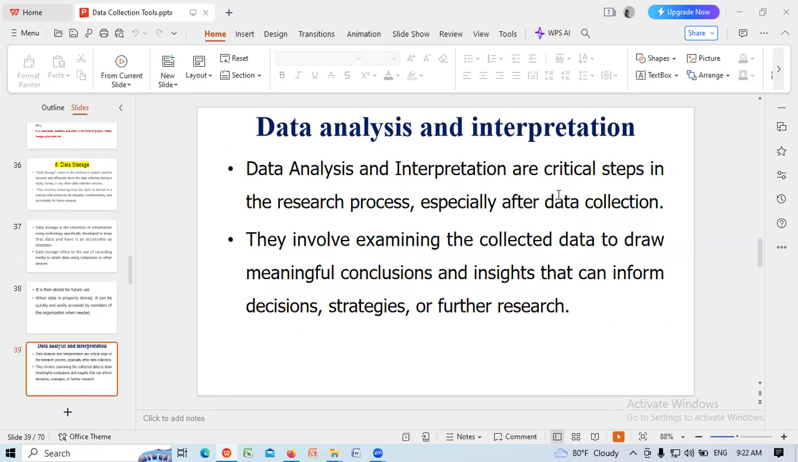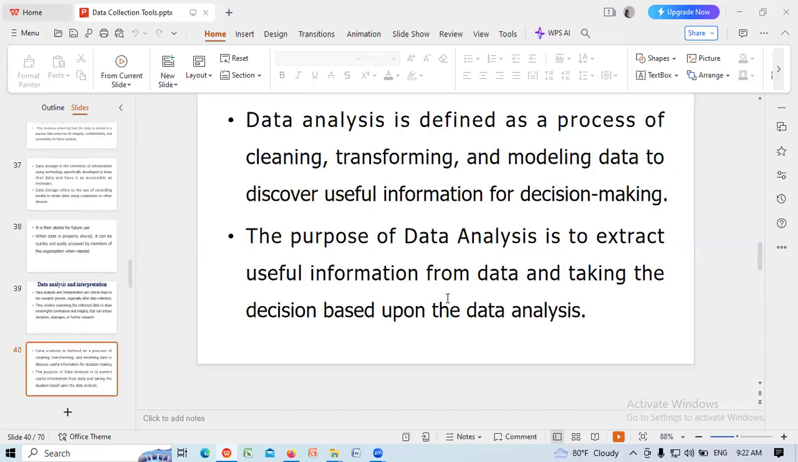Data analysis and interpretation are critical steps in the research process, especially after data collection. They involve examining the collected data to draw meaningful conclusions and insights that can inform decisions, strategies, and further research.